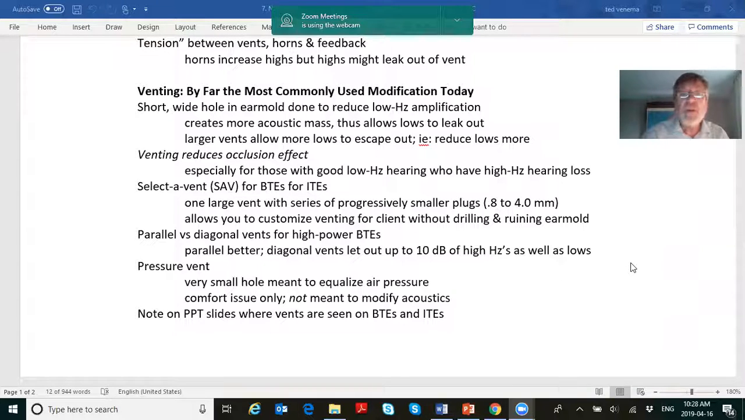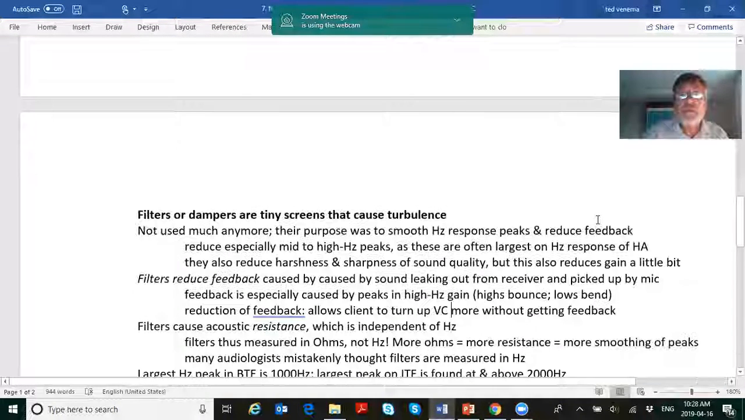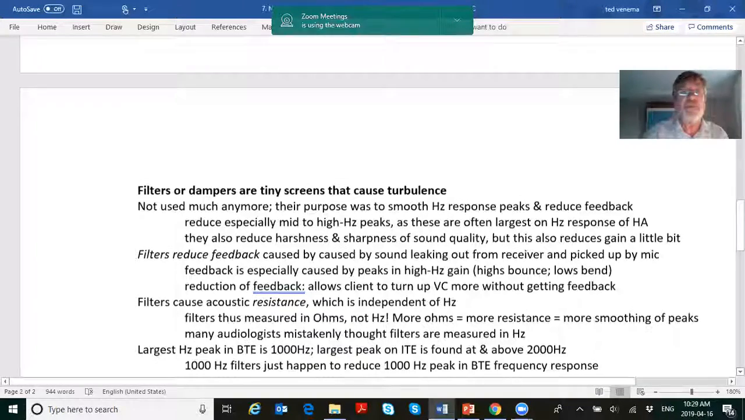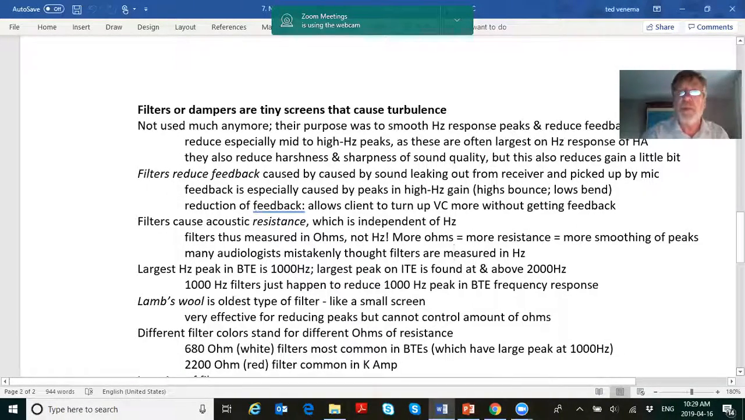And let's move on down here. There you go. Our second acoustic modification is called a filter. You barely see these anymore. They were tiny screens that caused turbulence, and their purpose was to smooth the frequency response of the hearing aid and to reduce the peaks, because it was the peaks in the hearing aids that caused feedback.